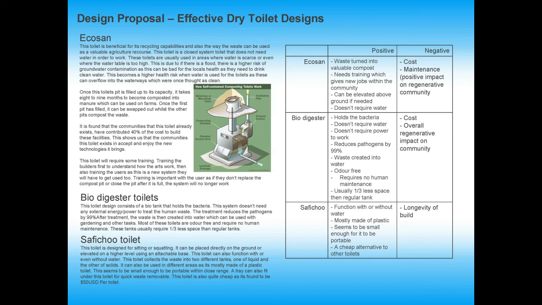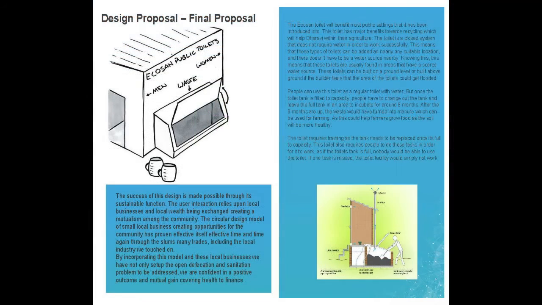The biodigester toilet reduces pathogens by 90% after the waste has been treated within the tank. Waste is then turned into water, which can be used to water plants. This tank is also a third of the space that a normal tank takes. The Safachu toilet can be used without water. This toilet also separates waste into two different tanks, separated into liquids and solids. The toilet is mostly made of plastic and is also a cheap alternative, as it is close to $50 USD per toilet. Our group has chosen the EcoSan toilet.